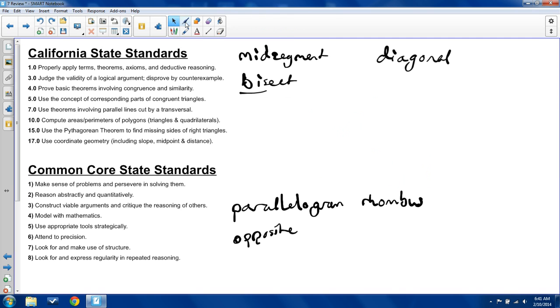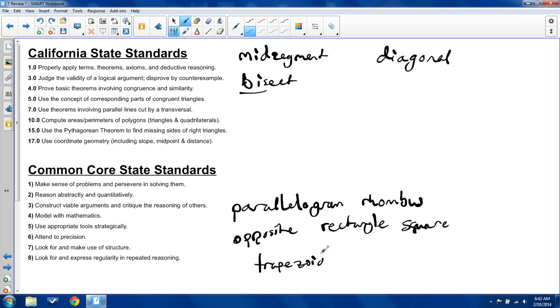We'll get some other ones out of the way, like rectangle and square. Just make sure to write them. I'm not going to define all these. I just wanted you to get a good example of what those things meant. You know, a square is a rectangle with all sides congruent. There's a trapezoid with one set of parallel opposite sides.